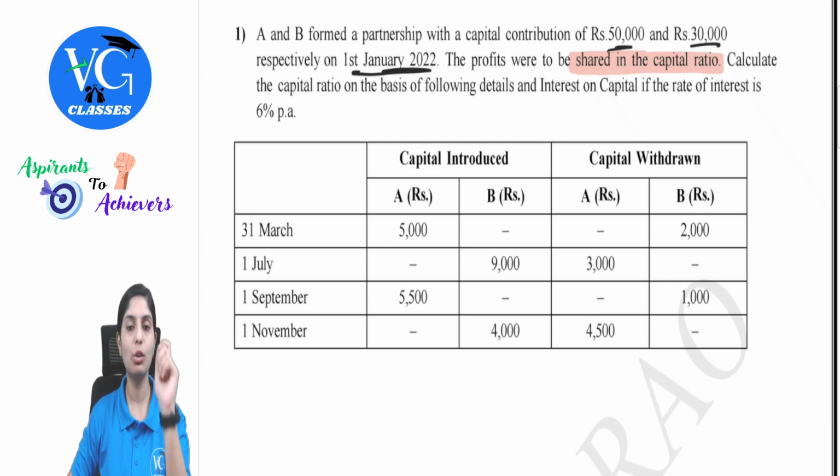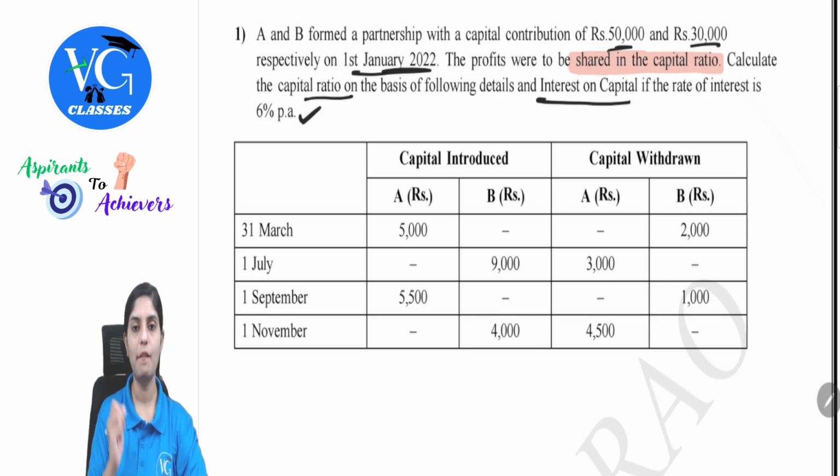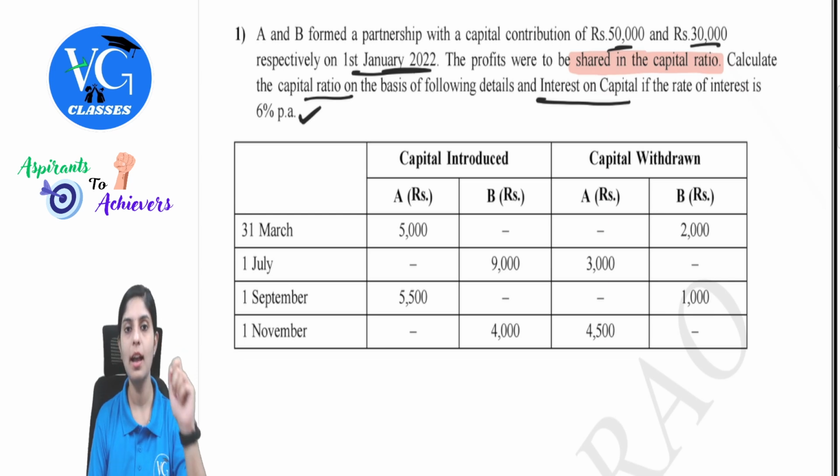Capital ratio means what? Those calculated on effective capital basis. Calculate the capital ratio on the basis of following details and interest on capital. There is capital ratio asked. Interest on capital if the rate of interest is 6% per annum. Whenever you come across such questions, remember for interest on capital, there was no such method. There was only one thing, effective capital employed method. So capital ratio means also we will have to find out the ratio based on the capital found out on effective capital basis. So if we follow one approach, we will be able to answer for both, that is capital ratio as well as interest on capital.